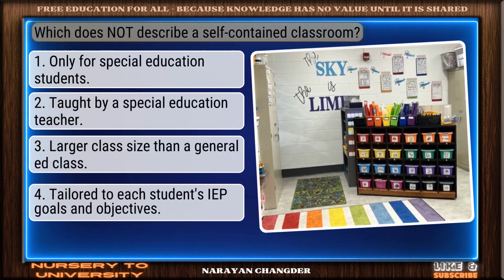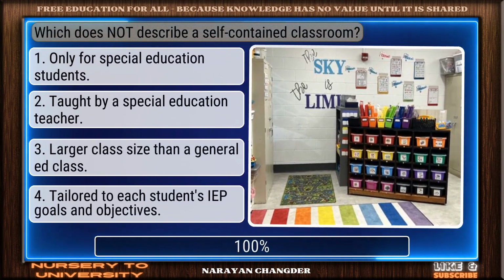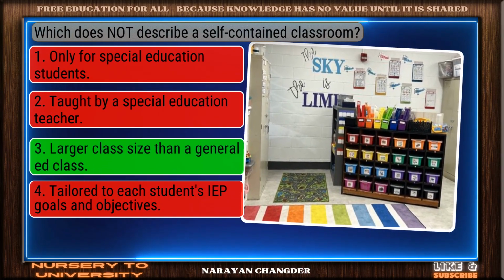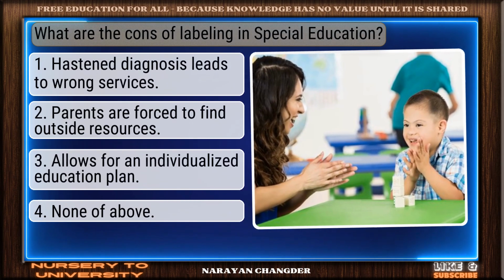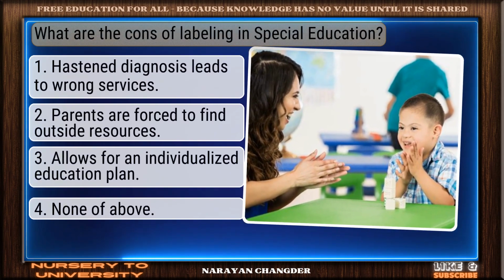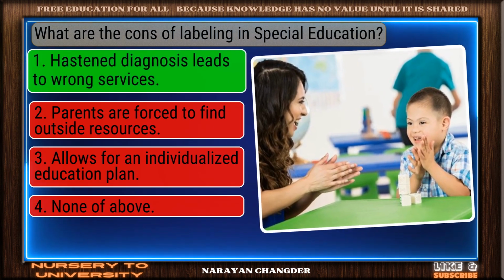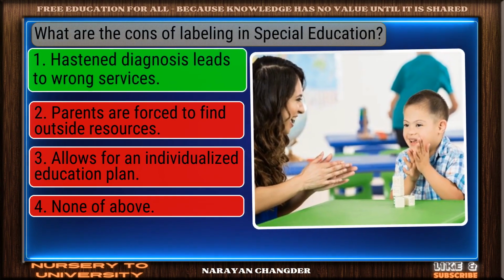Which does not describe a self-contained classroom? Well done. Larger class size than a general ed class is the right choice. What are the cons of labeling in special education? You got it. Your choice, hastened diagnosis leads to wrong services, is right.